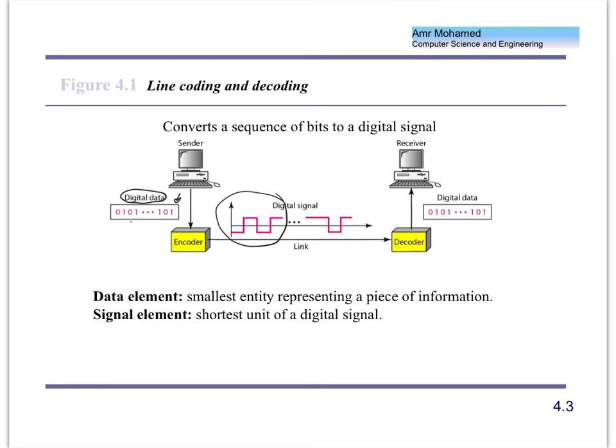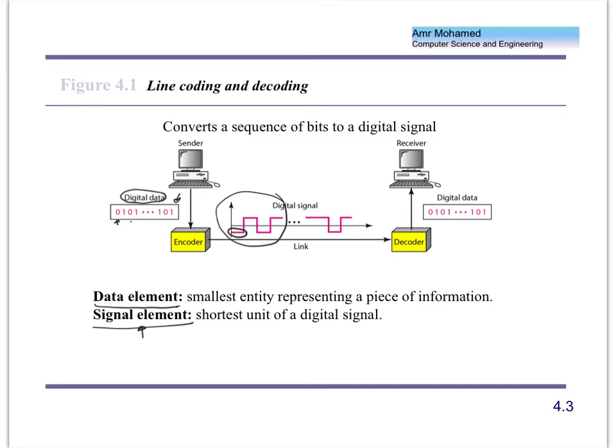Okay, which means that in order for us to do that, we need to map some data element to a signal element. By data element here, we mean what is the data unit that we're talking about, whether it's 1 bit, maybe 2 bits, and how to map this to a signal element. A signal element is a fixed voltage level in a duration of time. That's what we mean by signal element.